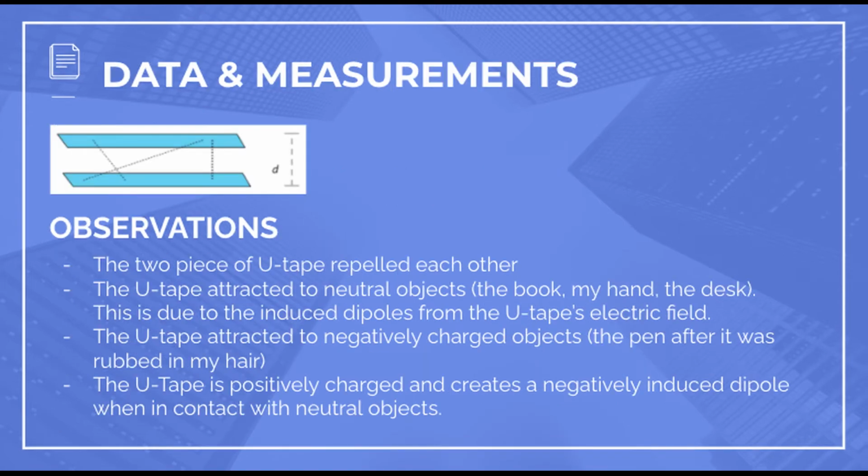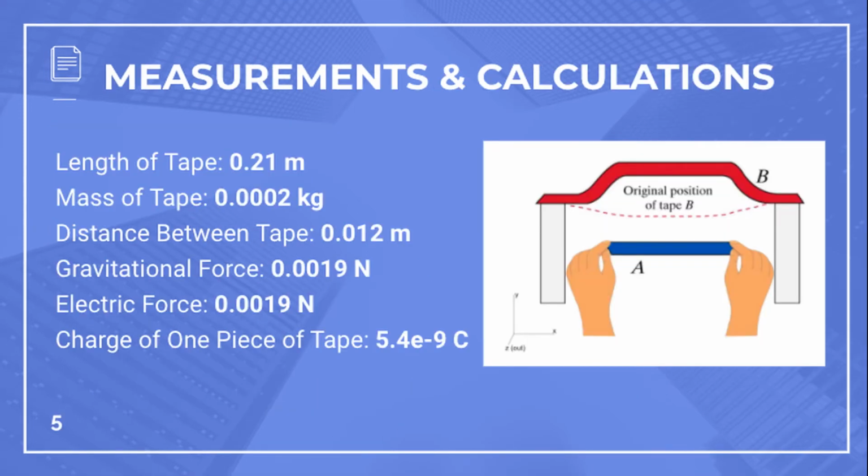Some observations that we made in Lab 1. The two pieces of U-tape repelled each other. The U-tape attracted to neutral objects, that being the book, my hand, and the desk. This is due to the induced dipoles from the U-tape's electric field. And then the U-tape attracted to negatively charged objects. This was the pin after it was rubbed in my hair. That allowed us to conclude that the U-tape is positively charged and creates a negatively induced dipole when in contact with neutral objects.